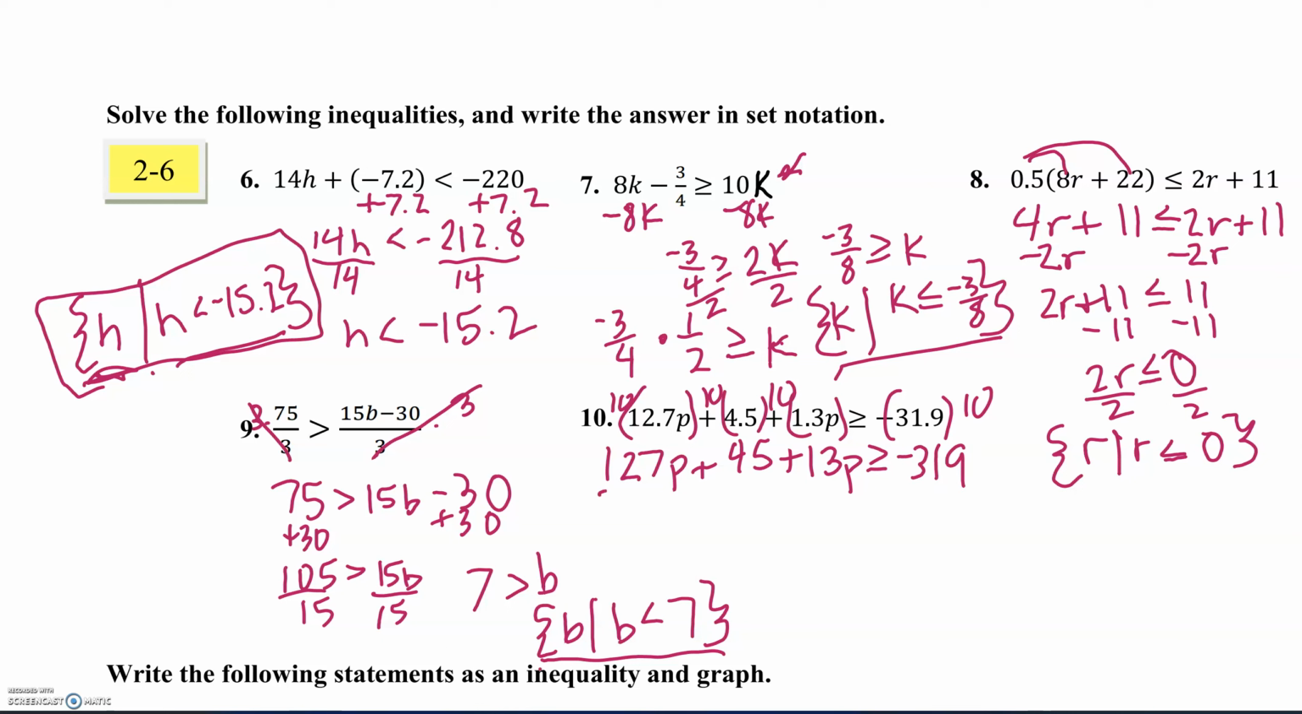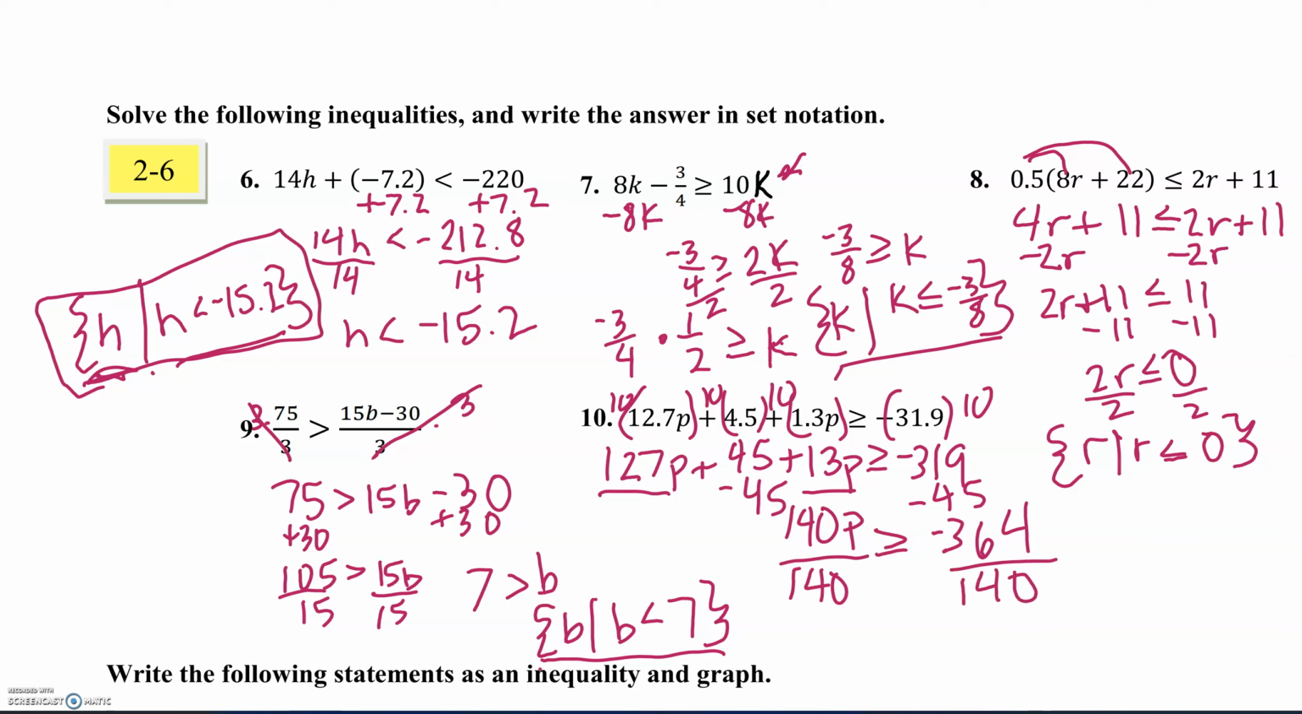So now I'll combine like terms on the same side. 127 plus 13p will be 140p. I'm going to subtract 45 from both sides so I can get all my numbers without variables together. Keeping still the greater than or equal to, and I have negative 364. Big numbers. I'm going to divide by my 140. Still positive numbers, so I haven't yet had to divide by a negative and switch the inequality sign.